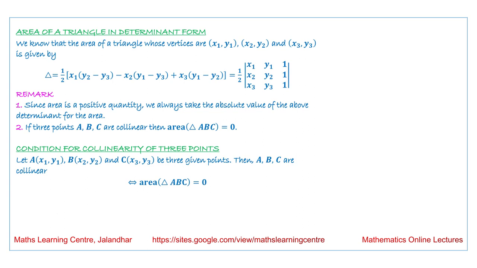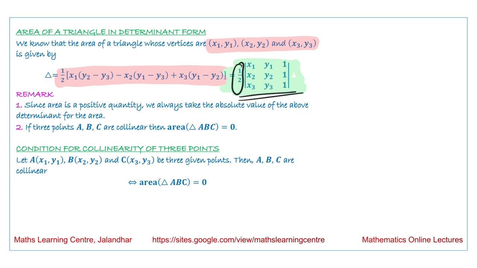Next we have the formula for the area of the triangle in terms of determinant. So we know that if the vertices of a triangle are given, these are the vertices of the triangle, x1 y1, x2 y2, and x3 y3, then the area of this triangle is given by this formula. This formula can be written in this form, that it is basically the determinant, half of the determinant of x1 y1 1, x2 y2 1, and x3 y3 1. If you open this determinant, you will obtain this answer.